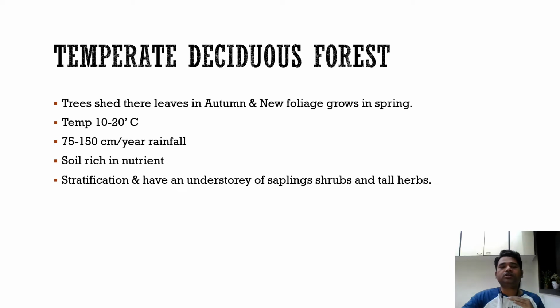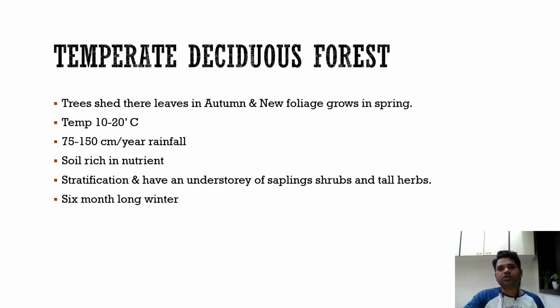The floor of the forest shows stratification. So we have tall herbs, we have shrubs. We also get to see different small saplings, and that is the reason the vegetation of this forest is very high and very diverse, because of the enrichment of the soil due to the leaves themselves.